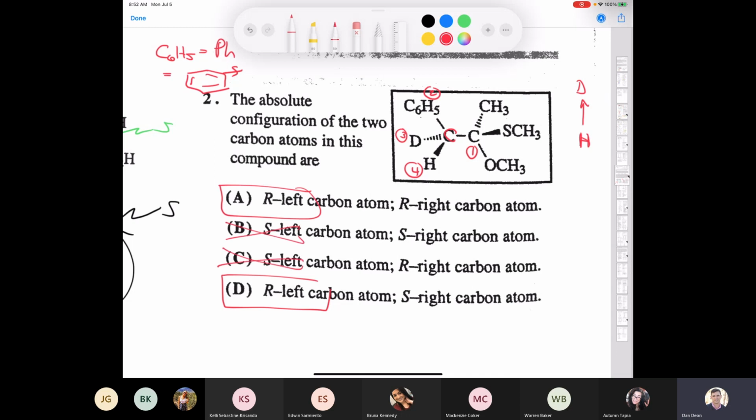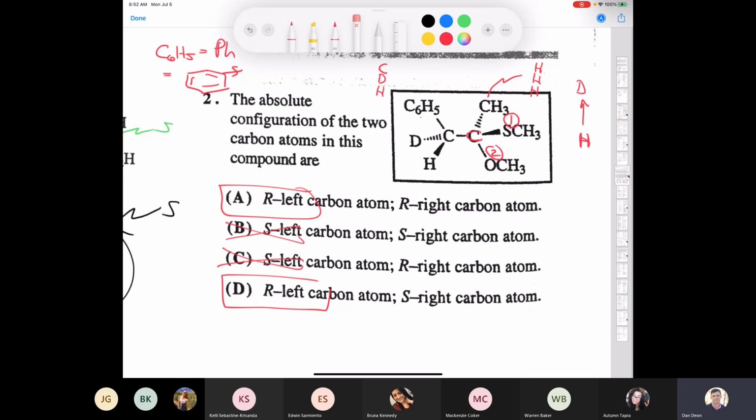So let's take a look at the carbon on the right. So let me just erase this spinach here. So we'll do this one in blue. There we go. Now, if we look at the groups here, you can see the sulfur is going to be number 1. The oxygen is going to be number 2. This carbon is attached to HHH. Okay, it's a little easier to say. And this carbon is attached to carbon, deuterium, hydrogen. So this one is going to be the higher priority.